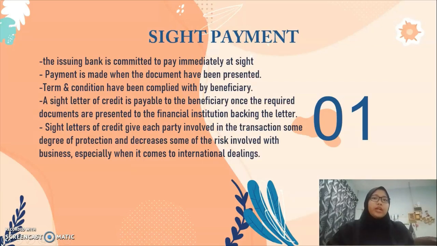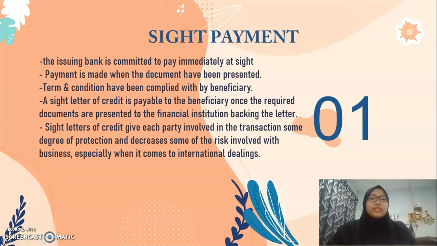Sight payment is when the issuing bank is committed to pay immediately at sight. Payment is made when the documents have been presented and the terms and conditions have been complied with by the beneficiary. A sight letter of credit is payable to the beneficiary once the required documents are presented to the financial institution backing the letter. A sight letter of credit gives each party involved in the transaction some degree of protection and decreases some of the risk involved with business, especially when it comes to international dealings.